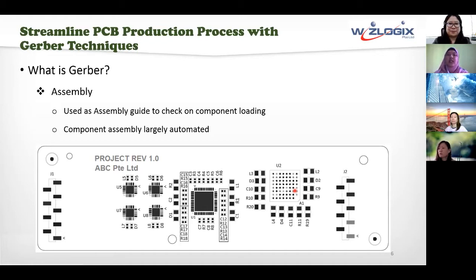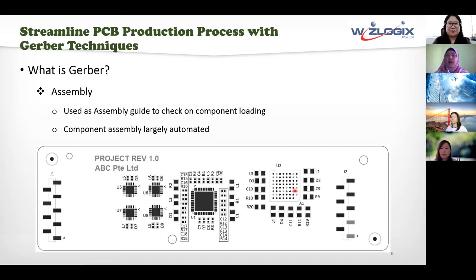So usually this assembly drawing will be used to check on the component loading, component orientation, or if there are any issues or any discrepancies between the location as well as the data in the Gerber. So this assembly guide will be useful if there are any errors or any faults found during the assembly process itself.